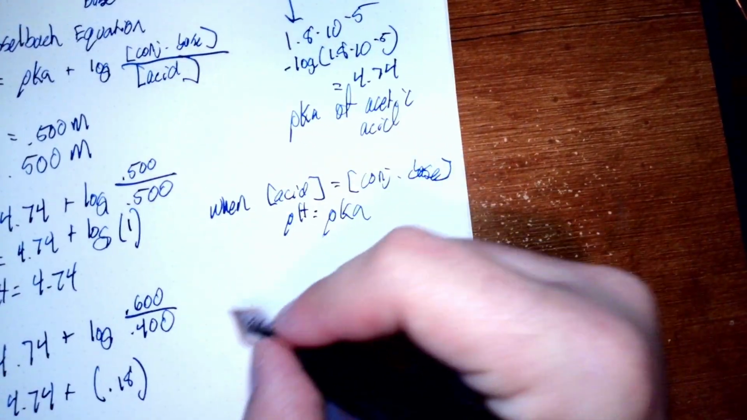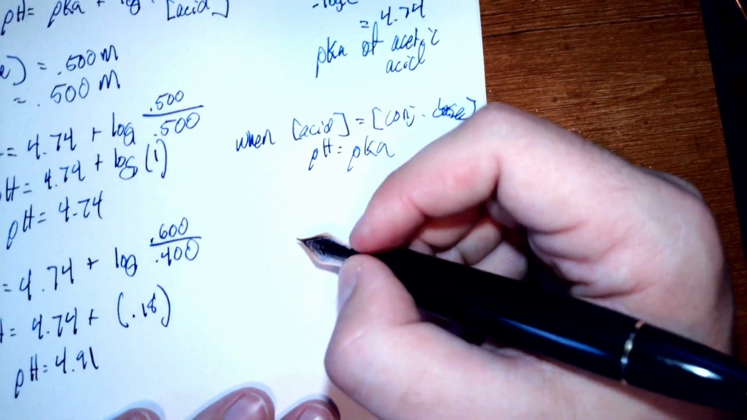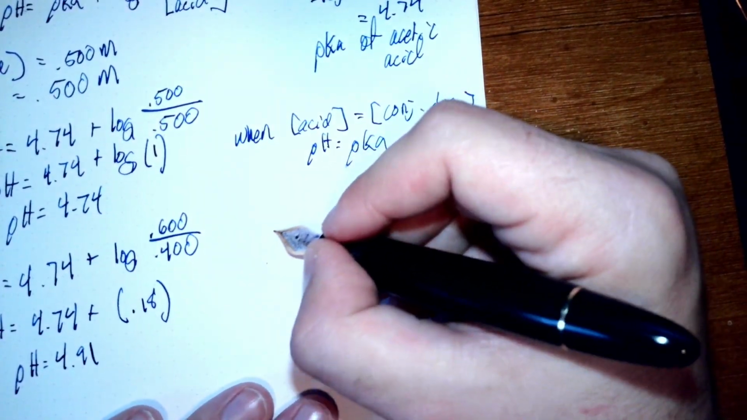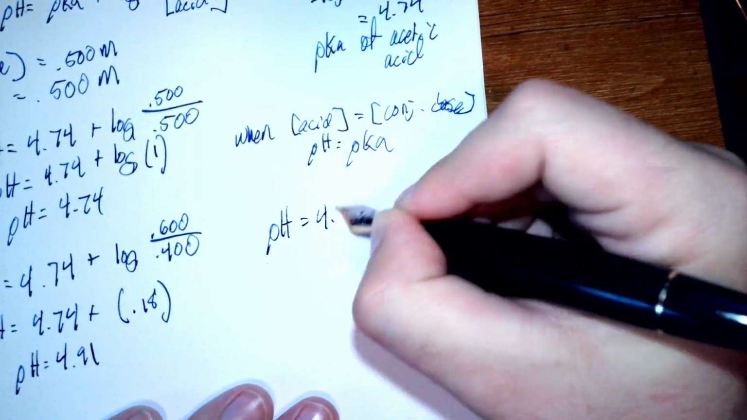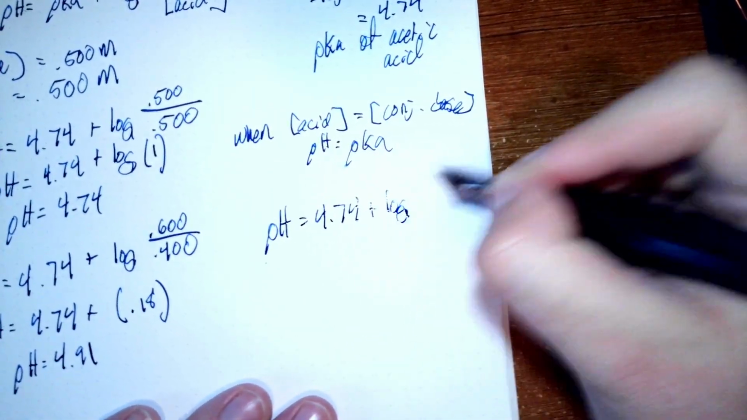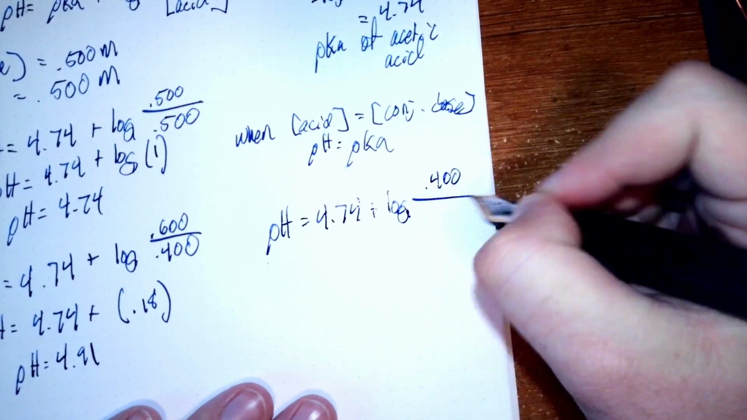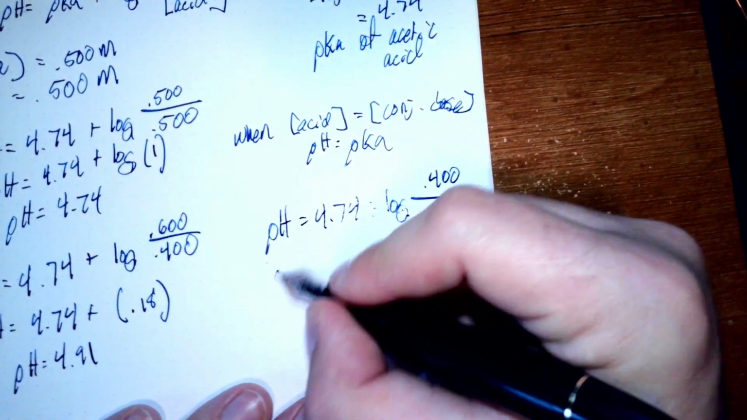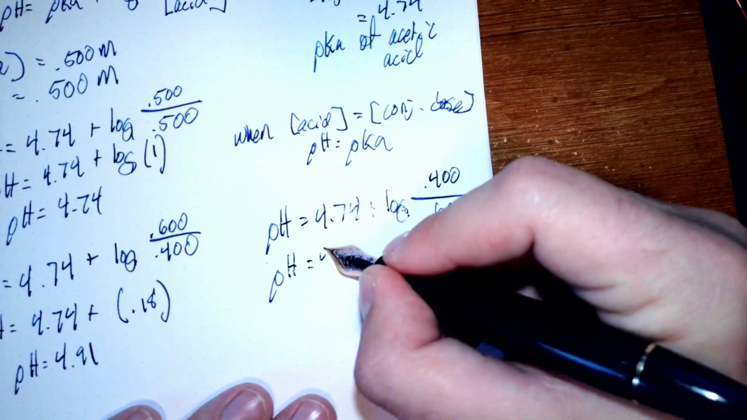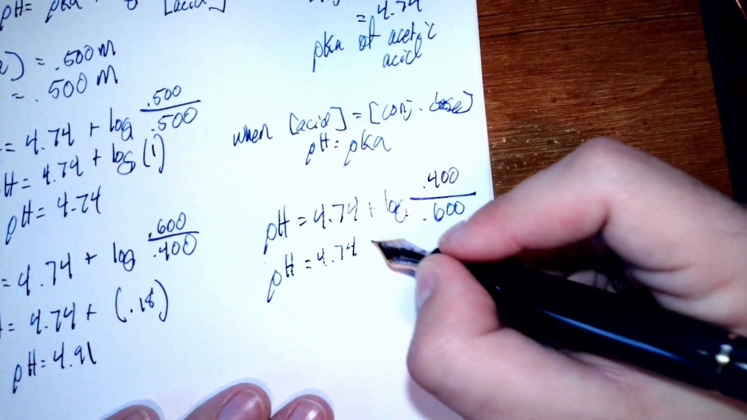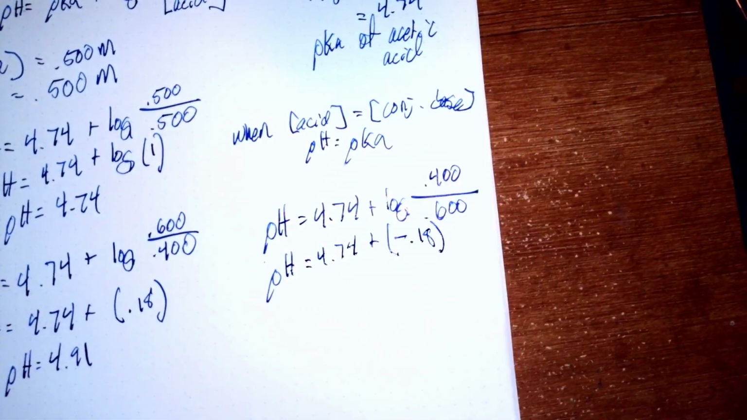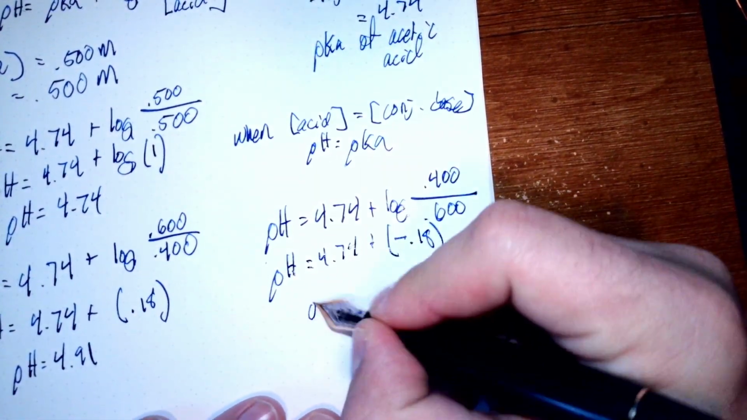All right, let's look at a third situation though, where we have more acid than we do base. Let's say that instead we have pH is equal to 4.74 plus log of 0.400 for our conjugate base, 0.600 for our acid. pH is equal to 4.74 plus negative 0.18, which gives us a pH of 4.56.